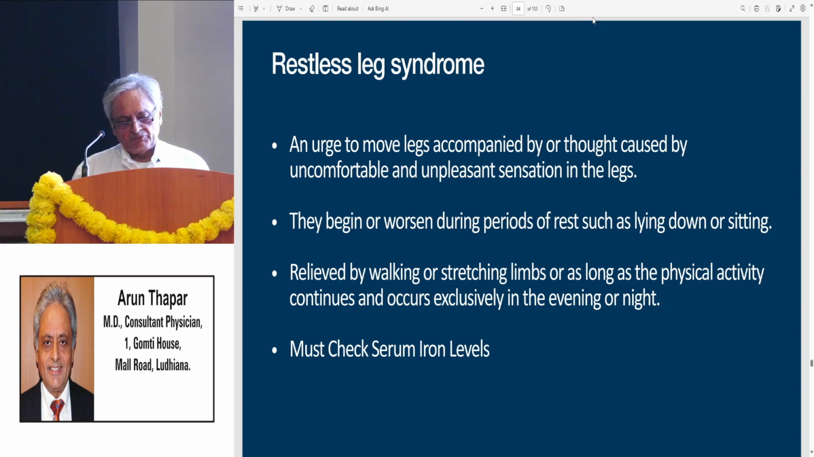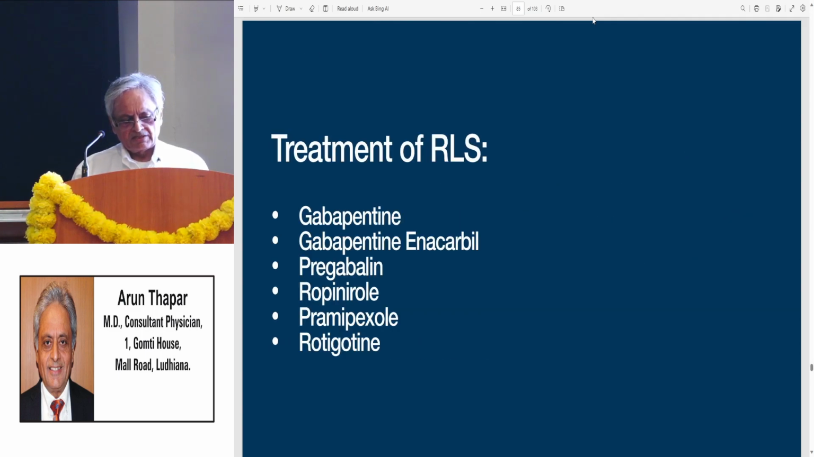And the important part: if you have a case of restless leg syndrome, you must check the serum iron levels, because often these levels are low, and you just treat this iron deficiency in the patient, and the patient is cured. Certain drugs are advised, like gabapentin, pregabalin, propranolol, pramipexole. That's what is used clinically.